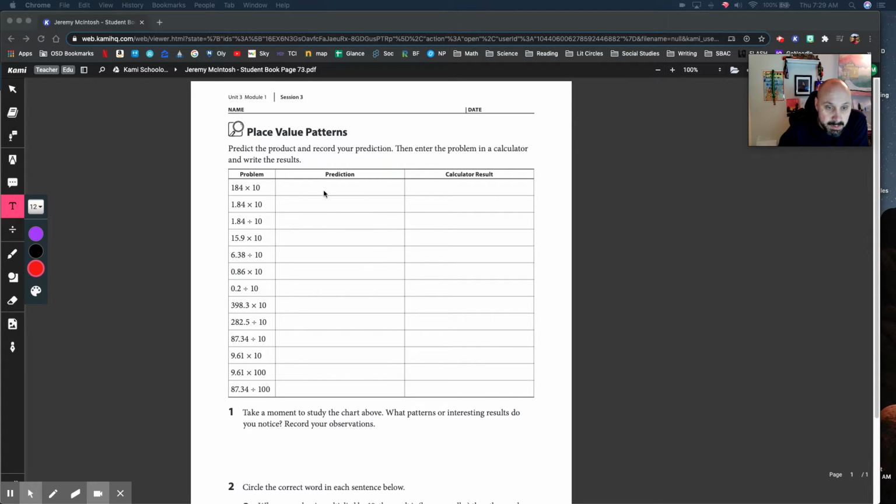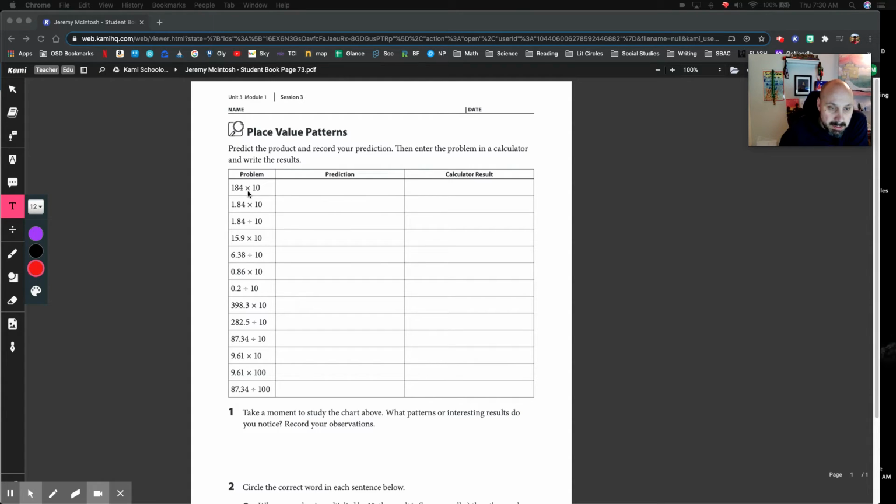So, place value patterns: predict the product and record your prediction, then enter the problem in a calculator and write the results. The very important thing on this assignment is I want you to do this column first where it says prediction. I want you to do these before you do the calculator results. You can do them one by one, predict, calculator, or you can do all of the predictions and then all of the calculators. But whichever way you want, I want you to do the prediction first.